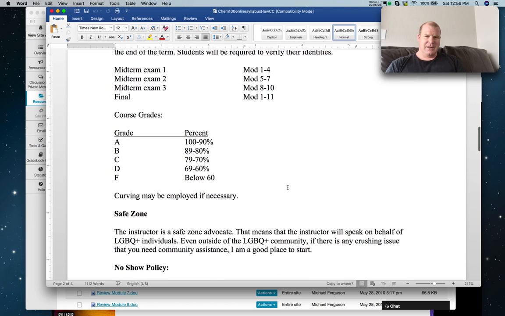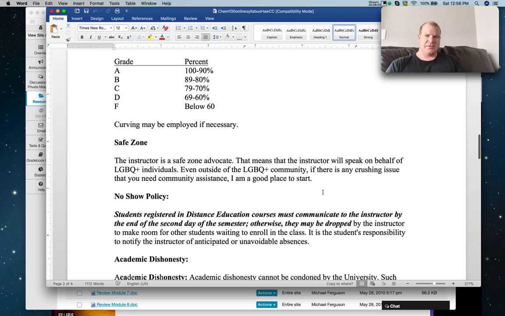So, other thing. Safe Zone. I am a Safe Zone advocate. So that means I will speak on behalf of anyone. Well, Safe Zone is specifically for LGBTQ plus individuals, but I'll speak for anybody. So if you have any issues, please let me know.